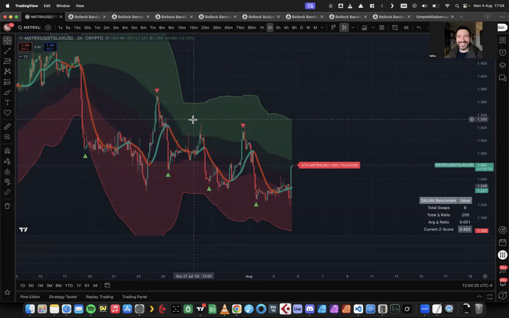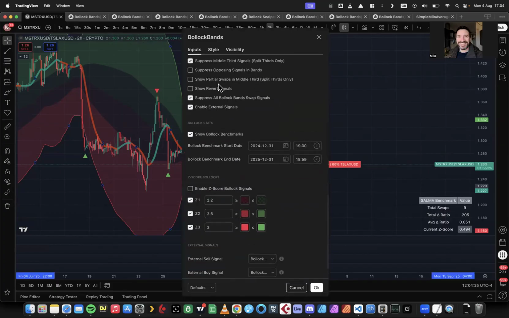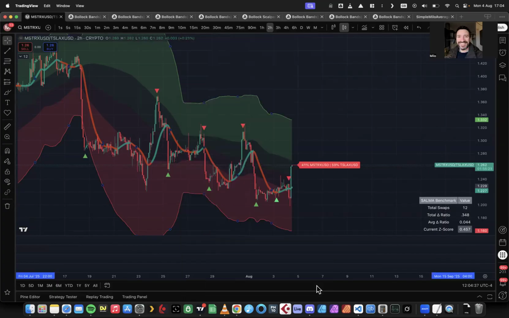Right now I'm only looking at the Bollock Scalper signals, but what you might want to do is look at the Bollock Bands and the Bollock Scalper signals together. By the way, I'm looking at MSTR X slash Tesla X, the X stocks charts. I just prefer this chart now because it gives you 24-hour candles, so you can do trades any time of the day. But basically, you can see now you've got some pretty good signals. You've got one here, one here, one here, one here, one here. These are all really good.